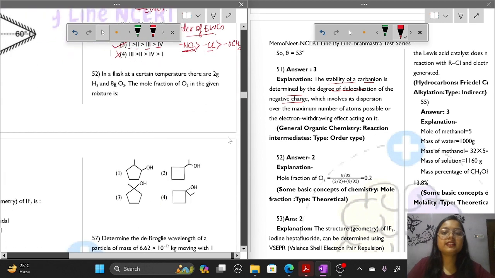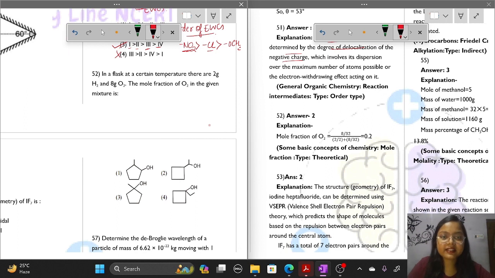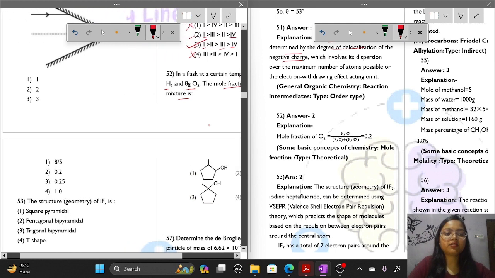So now let's see the second question. In a flask at a certain temperature, there are 2 gram H2 and 8 gram O2. The mole fraction of O2 in the given mixture is? So we have to find out the mole fraction of O2.